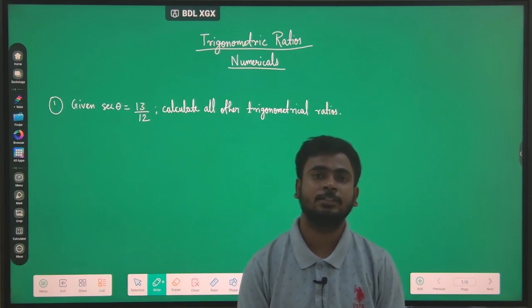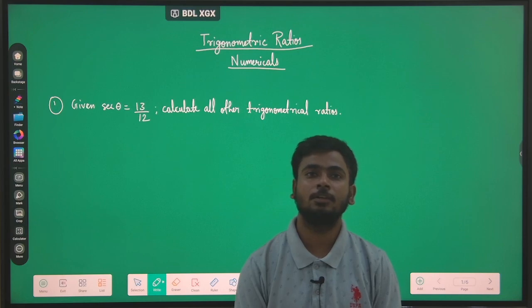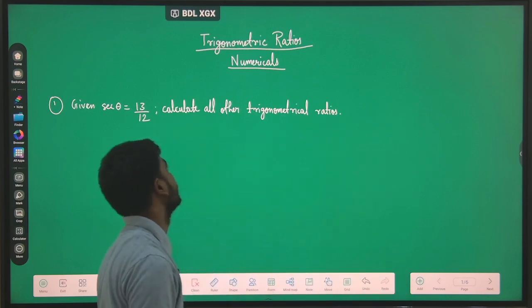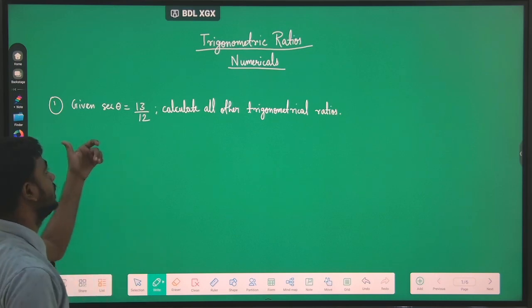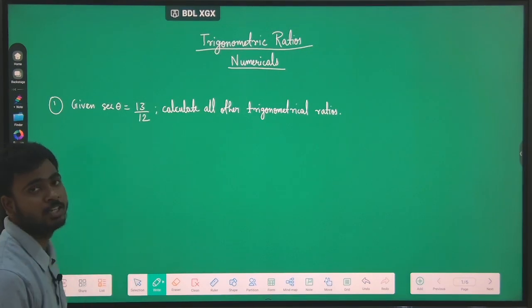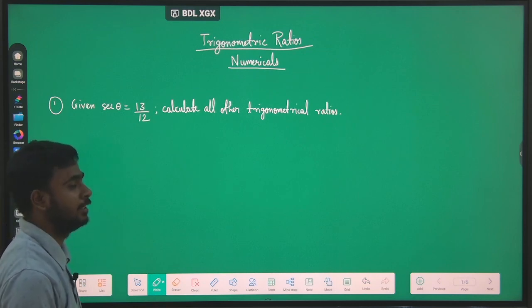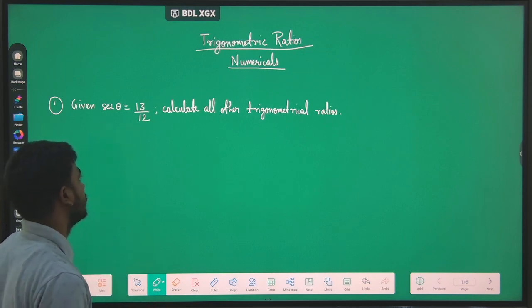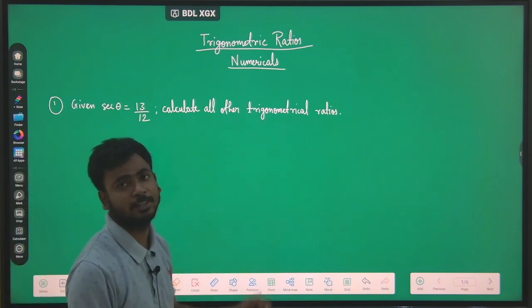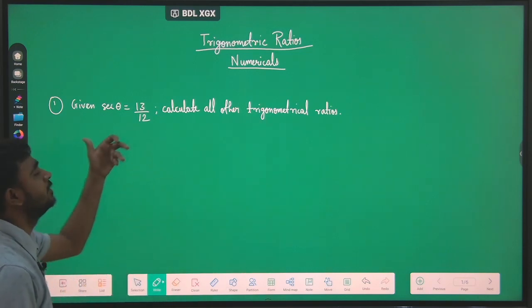Today we will start the numericals of the chapter Trigonometrical Ratios. So our first question here is, it is given that sec theta is equal to 13 upon 12, and we have to calculate all other trigonometrical ratios other than sec theta.